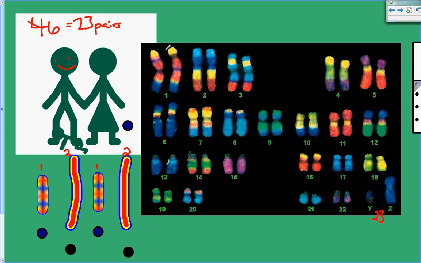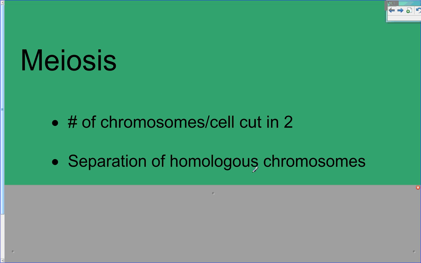Well, in order to make sure that the egg only has half, or 23 chromosomes, we're going to split apart each of these pairs so that you only get one in each egg or sperm. So we'll take a look at what that looks like in just a second. And this ultimately leads to making sex cells, which are called gametes. Gametes is just a vocabulary term you need to know that means sex cells. That could be egg or sperm.